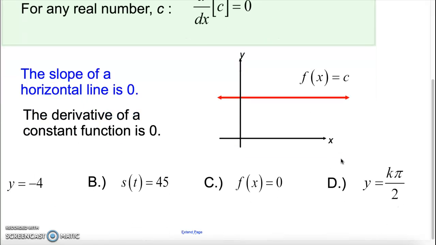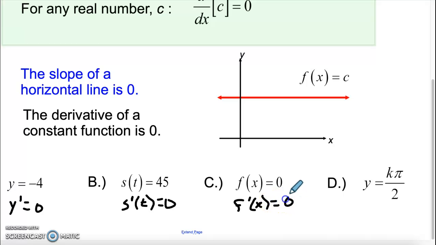So down here, we've got y equals -4. So we can say that y prime would just be 0. Remember, this is our notation for a derivative. If my function is s of t equals 45, well, I can say s prime of t is 0. Same thing here, just our notation to show the derivative. Even if the function is the horizontal line of 0, its derivative would be 0.